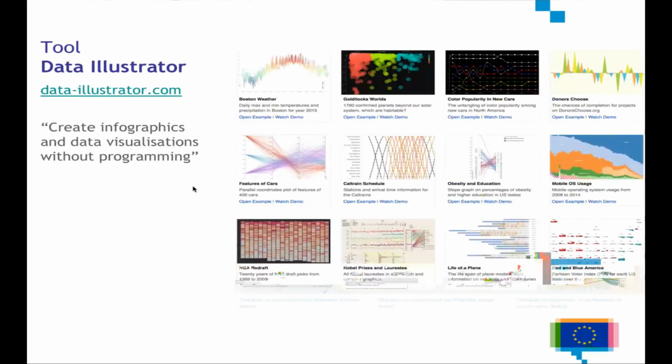A bit similar to Charticulator is Data Illustrator, which you can find at data-illustrator.com. And it's using a different strategy, but as you can see from the gallery, you can make many different kinds of visualizations with it. And if you look closely here at the gallery, we are looking at some parallel coordinates over here on the left in the middle, and we have a heat map on the bottom left, and we have a slope chart here in the middle. So already some examples of charts that we've seen today that you can make with Data Illustrator.